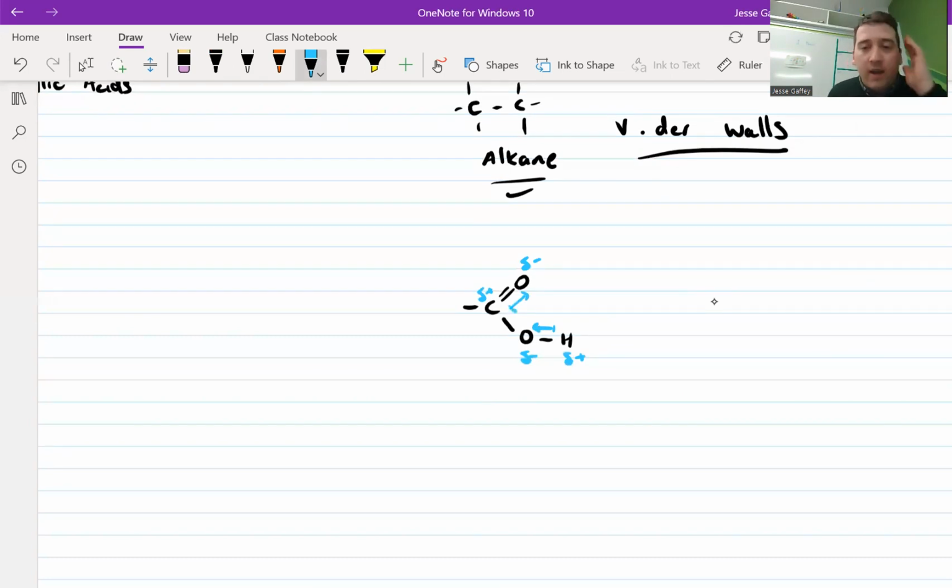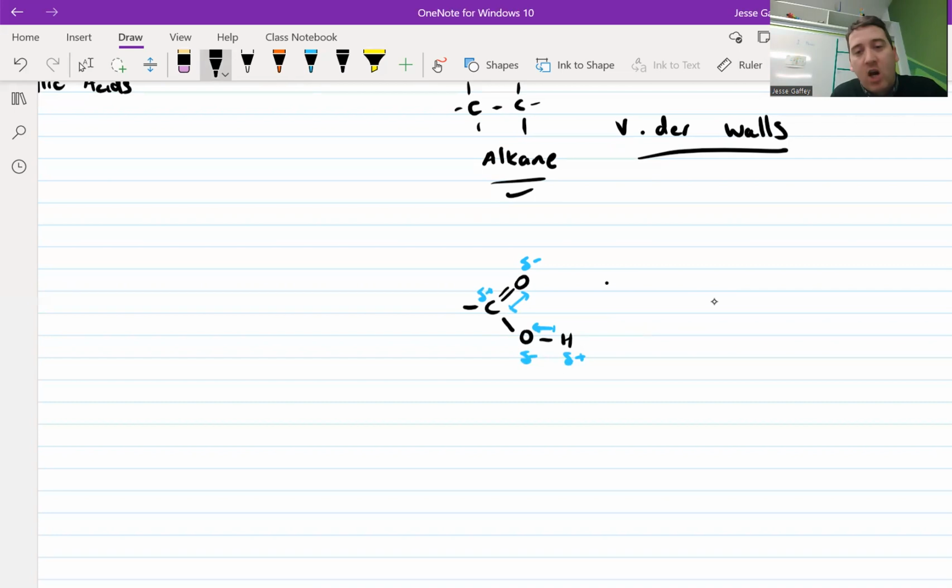So overall here, we have a delta negative O on the carbonyl group, and then we have a delta positive H on the alcohol group or the OH group. Now, if we line this up with another carboxylic acid, we'll see what happens up here.